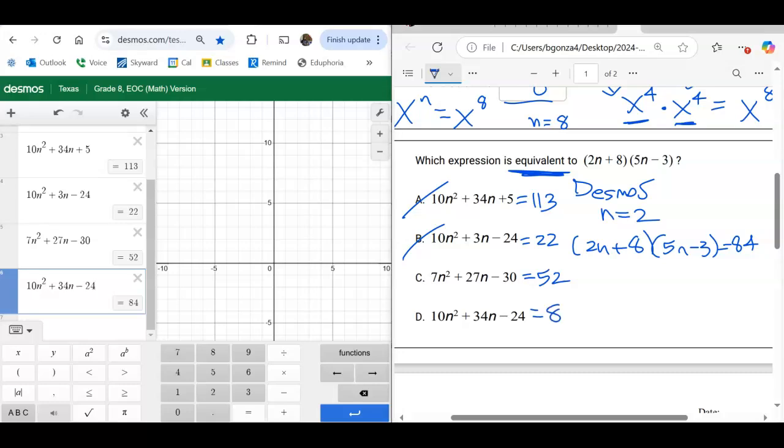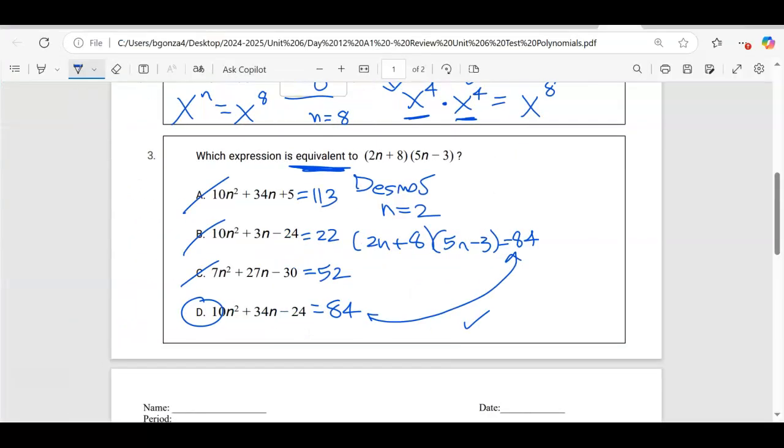And this one equals 84. That's what we needed. Cool. So again, you type it into Desmos as long as it's not X, Y, or Z. Okay, N equals 2. You plug it in, find the value, and see which of the answer choices gives you the same value when you plug that in, not using X, Y, or Z.